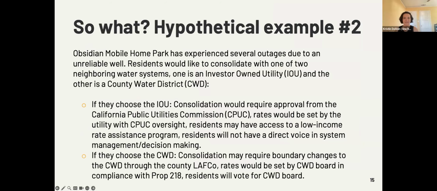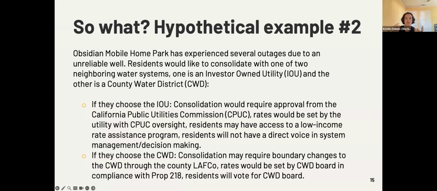And so again, I have a hypothetical example to get us started in thinking about why this matters. For this one, we have Obsidian Mobile Home Park, which has experienced several recent water outages due to an unreliable well. Residents are sick of the unreliable water service. They want to consolidate with one of two neighboring systems in their vicinity.